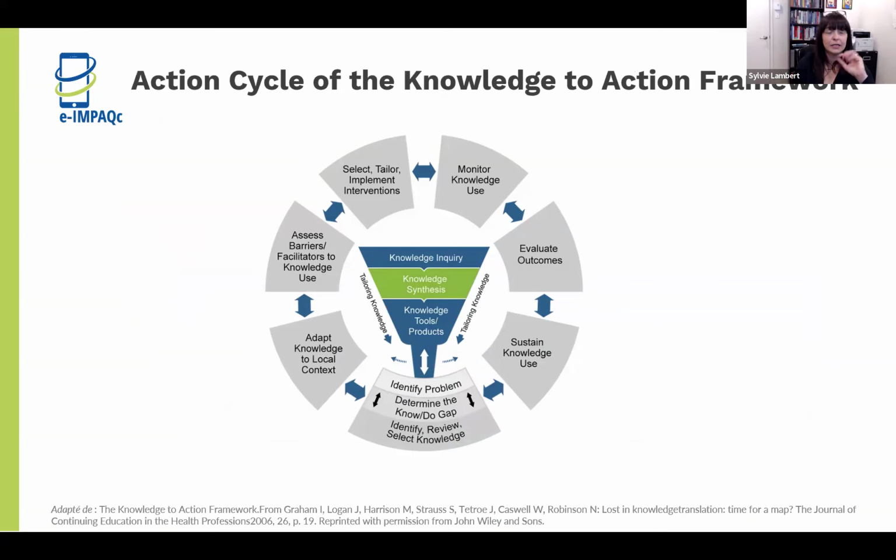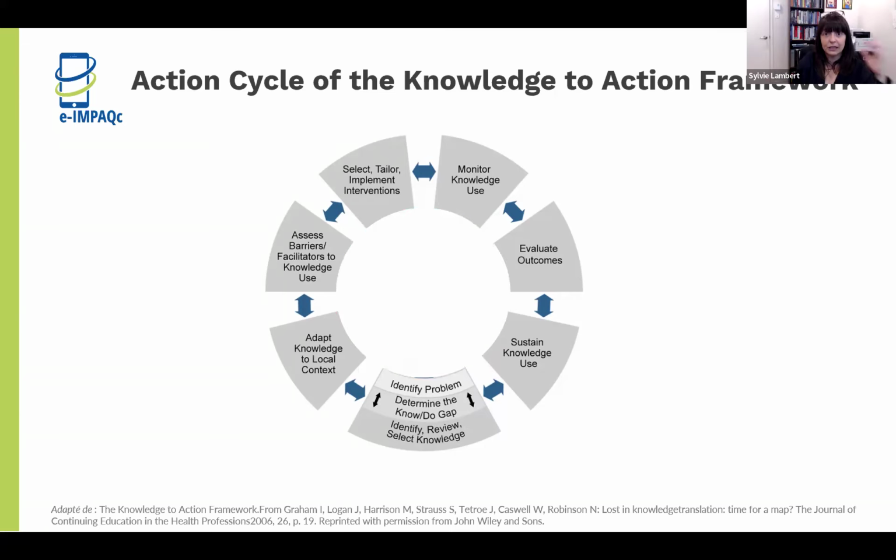The blue part in the middle is all about when we create knowledge. So all of the systematic reviews I presented to you before, for PROMS, it's very, very strong. But it says once your blue part is strong, you need to get into implementation. So that's what we focused on, is really the gray parts.